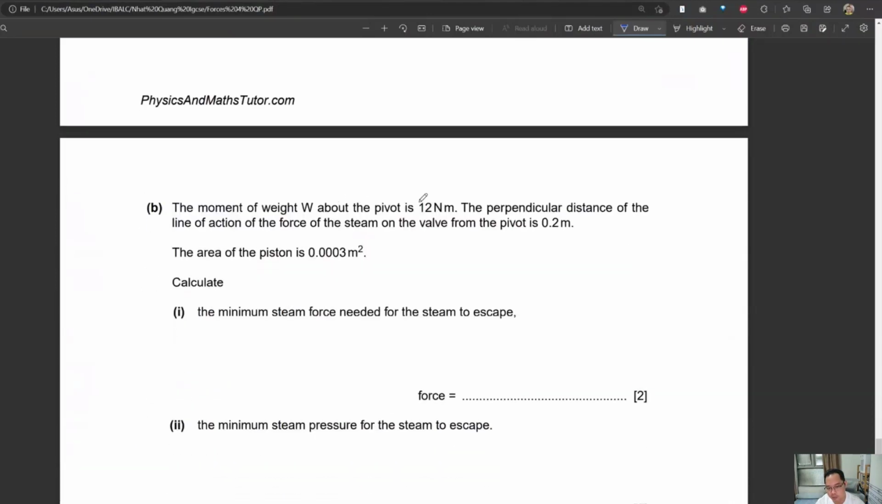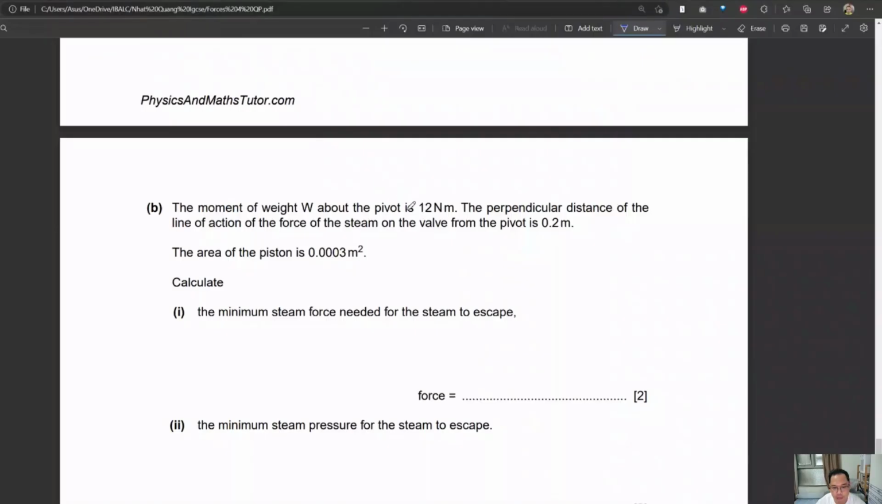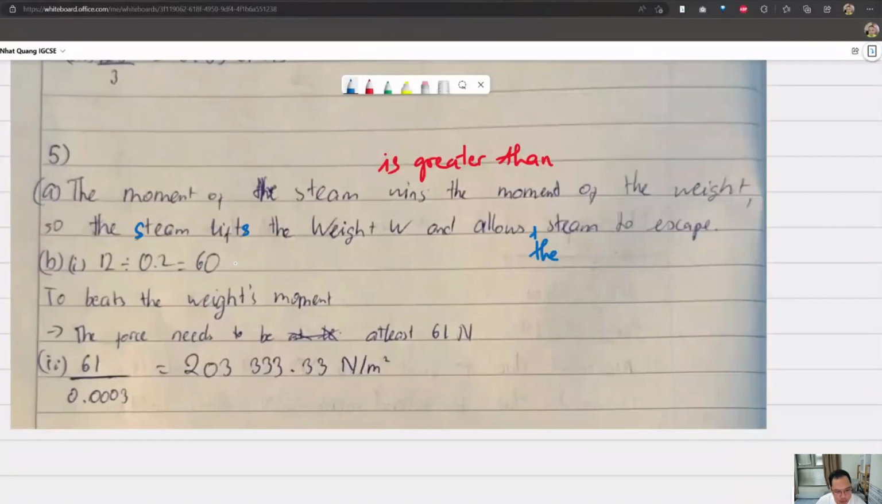Moment of the weight about the pivot is 12 Newton meter. The perpendicular distance of the line of action of the force of the steam on the valve from the pivot is 0.2. The area of the piston is this. Calculate the minimum steam force needed for the steam to escape. Okay. The force needs to be at least 61. You divide the torque by the distance. This is the force of the weight. Yeah, this is the force of the weight. 60 Newton is the weight.